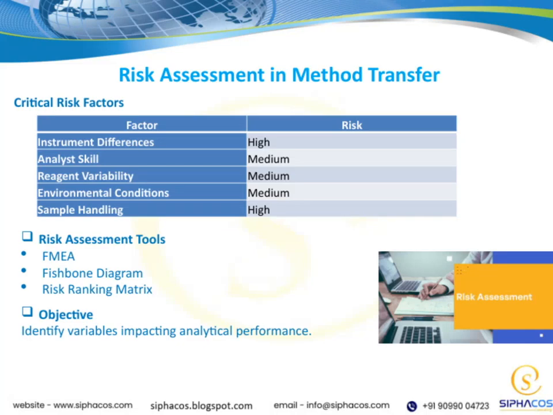Let's talk about risk assessment tools, the methods we use to spot what could go wrong. FMEA, or Failure Modes and Effects Analysis, helps us break down potential failures step by step. The fishbone diagram digs into root causes, showing how different factors connect. The risk ranking matrix then prioritizes these risks, so we know where to focus. Here, we see key variables affecting analytical performance, like instrument differences and sample handling, both rated high risk. Understanding these critical factors is essential when transferring methods successfully.